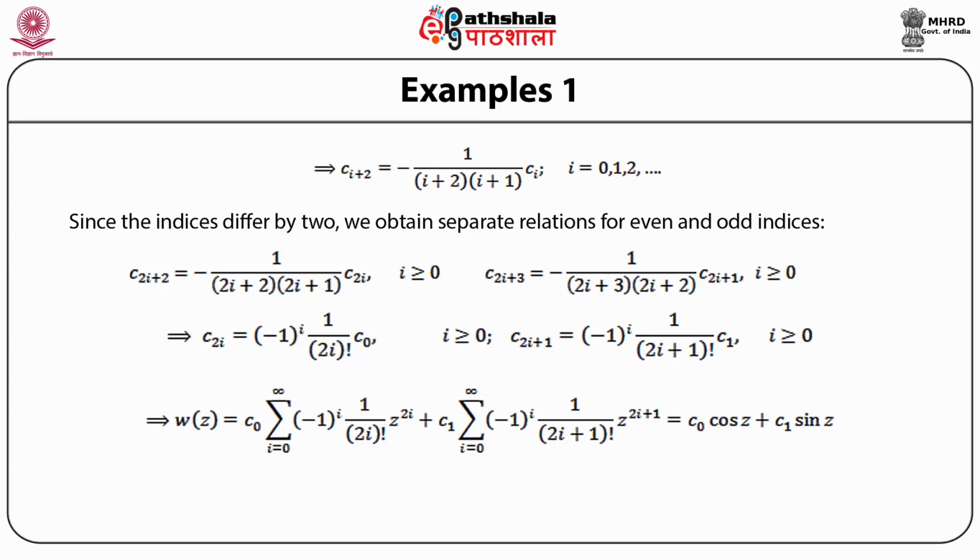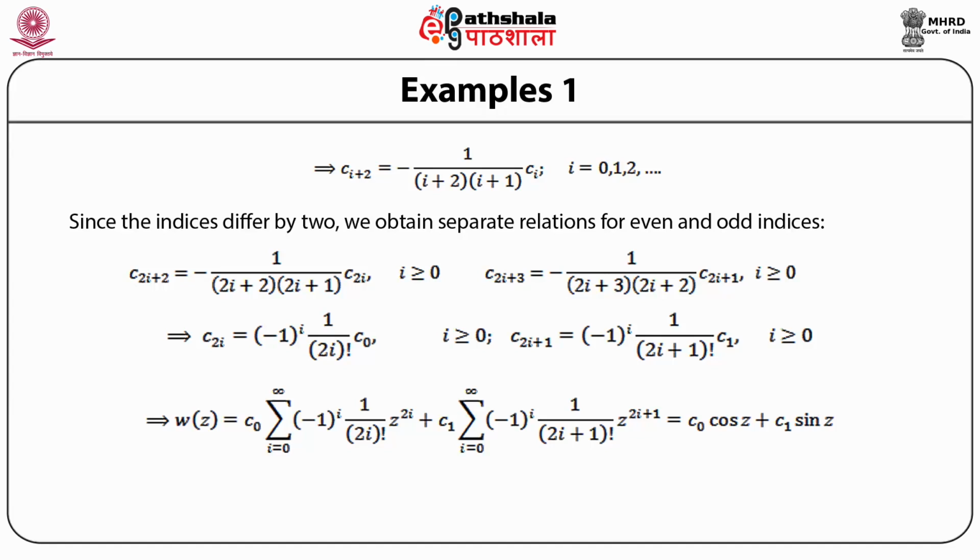These recurrence relations yield c_(2i) is equal to minus 1 raised to power i into 1 by (2i) factorial c_0 for i greater than or equal to 0. Similarly, c_(2i+1) is equal to minus 1 raised to power i, 1 by (2i plus 1) factorial multiplied by c_1 for i greater than or equal to 0.